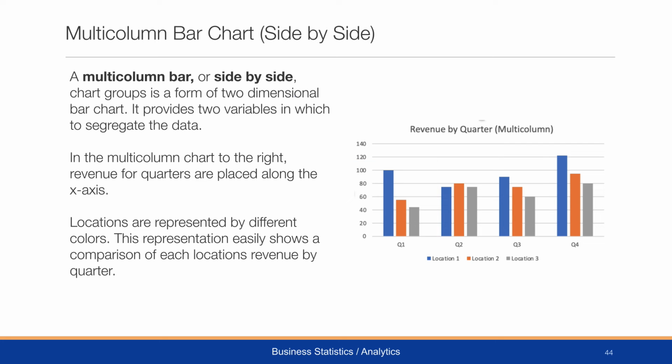So we can clearly see that in quarter 1, location 1 did very well, and in quarter 4, location 1 did very well. We can see that location 3 seemed to do better in quarters 2 and quarters 4. So it gives us a general way to begin to split up these different types of data or continuous data together.